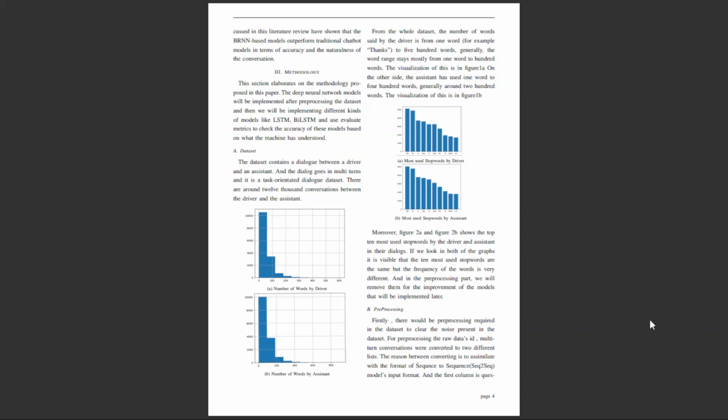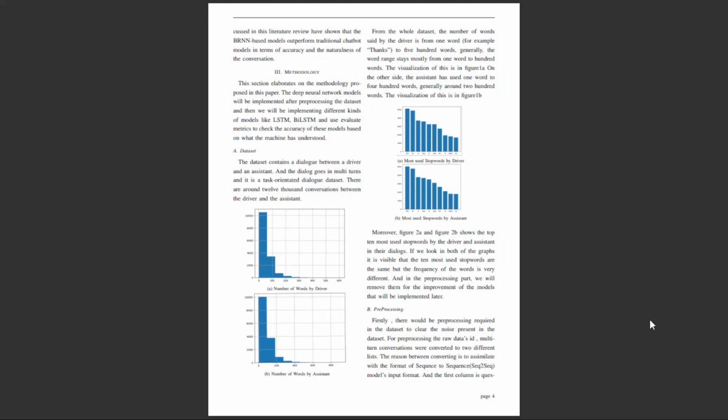So the dataset that we have taken contains a dialogue between a driver and an assistant. It is multi-turn and task oriented. From the figure we can see that there are two figures, one for the number of words by the driver and one for the number of words by the assistant.